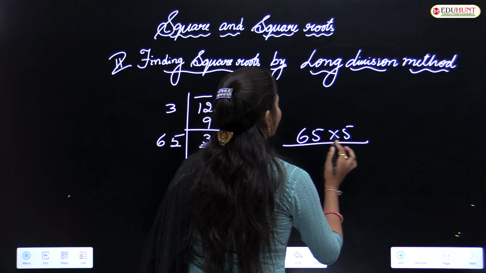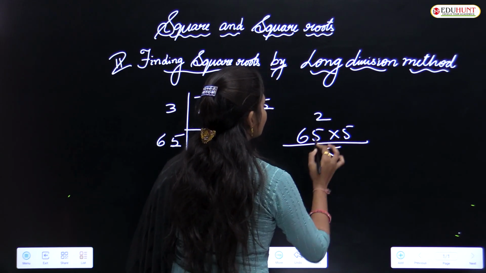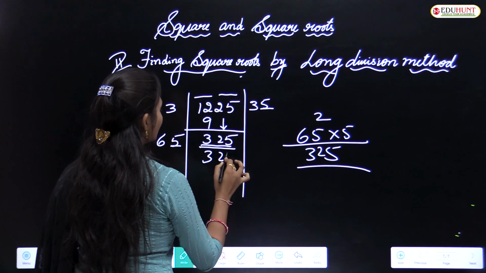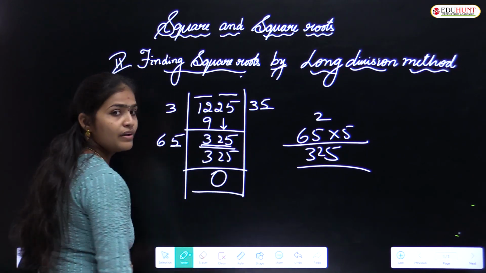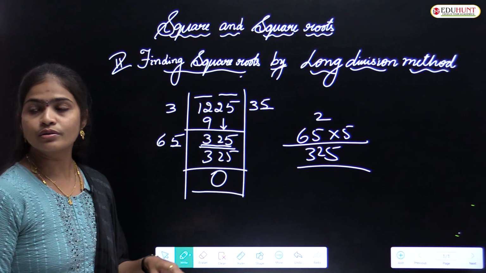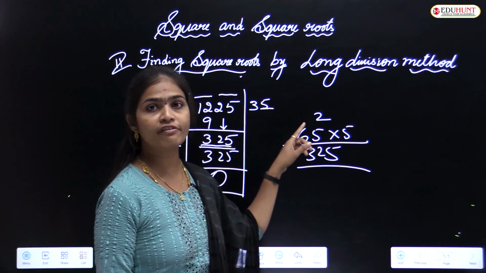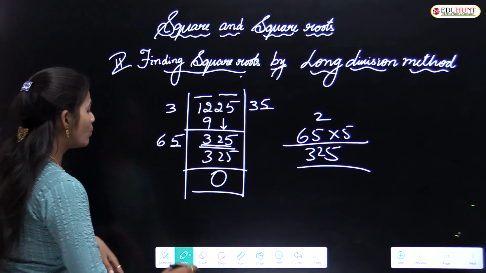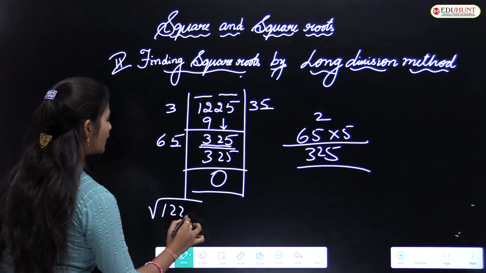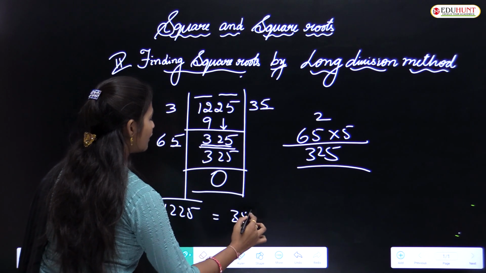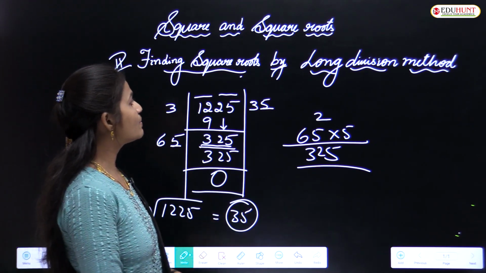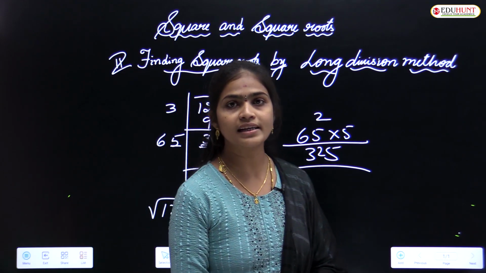So 5 5s are 25, 5 6s are 30 plus 2 is equal to 32. So that is 325. So 0. We are getting remainder as 0, no? So is 1225 a perfect square or not? Yes, that is a perfect square. So what is the square root of 1225? That is 35. Is it clear to you? Yes. So in this way we can find the square roots of numbers.